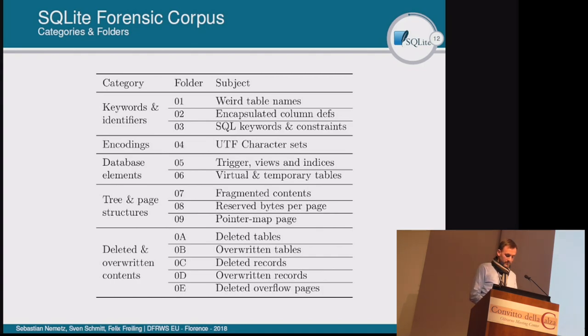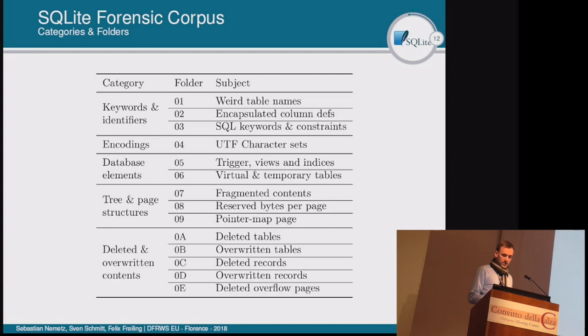Here are the five categories of the corpus. So the first one is keywords and identifiers. We played around with weird table names. I brought some examples on the next slide, I think. We encapsulated column definitions in a way that is not so common, but perfectly acceptable, meaning all the databases in the corpus fully comply with the file format specification. There are no tricks that we did or no definitions that we violate. The databases are all fully intact, fully correct, and comply to the file format.